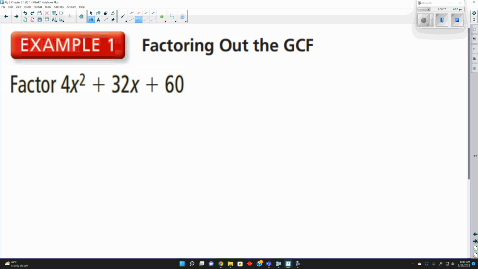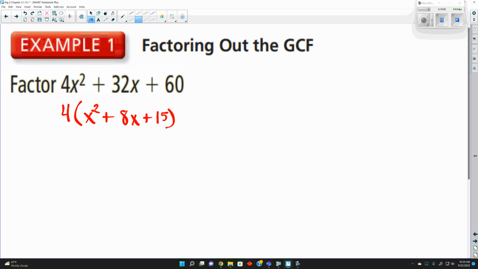We want to factor this here. 4x squared plus 32x plus 60. Is there a greatest common factor between these three? Almost, because 6 won't go into 4. 2 will, but 4 will also. So I would use 4, because we want to use the greatest common factor, the biggest number that will go into all three. Because 4 goes into the 4x squared and leaves us with x squared. 32 divided by 4 is 8x, plus 60 divided by 4 is 15.